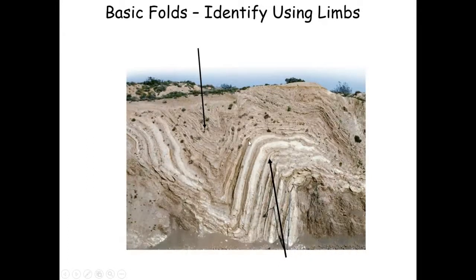Here are two folds. You have a syncline on the left, as you see the limbs dip towards the center of the fold. And over on the right side, the right-hand fold, you see the limbs dipping away from the center, and this is an anticline. Anticlines and synclines associate themselves with one another, and in a lot of instances, they share a common limb, like this limb in the middle here.